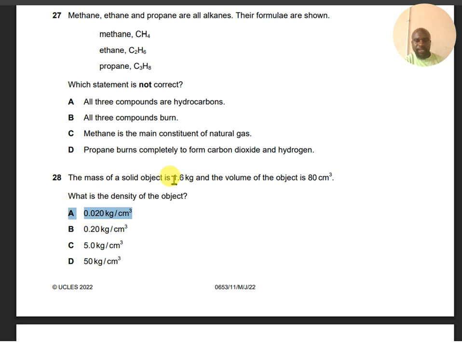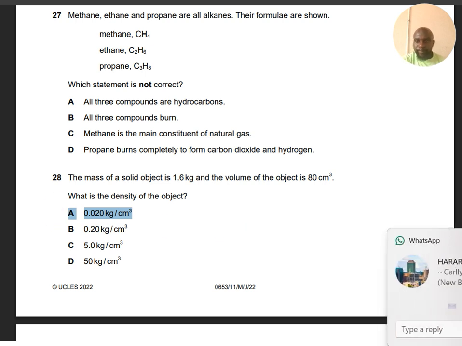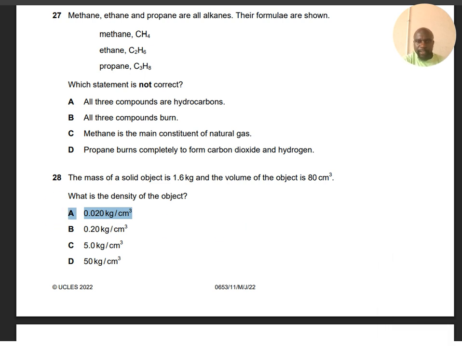The units are already correct. 1.6, we leave them as kgs and then as cubic centimeters. Kgs per cubic centimeter. That's how we calculate. So 1.6 kgs over 80, we get 0.020 kgs per cubic centimeter on number 28, which is A. This one is correct. All right, moving on to number 29.